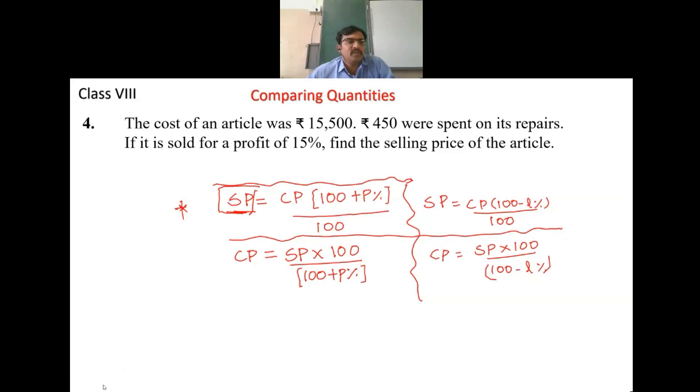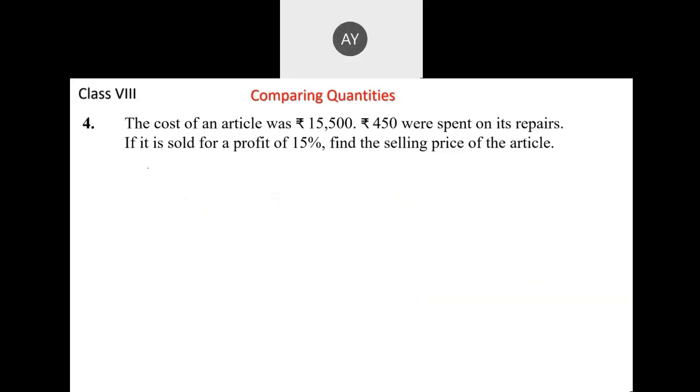Now I will tell you how to get this formula. We all know that if profit is there, we should add to 100, and if loss is there, we should subtract from 100. Profit means plus, loss means minus. So here we can use the direct formula, but how to get the formula I'm going to tell you.